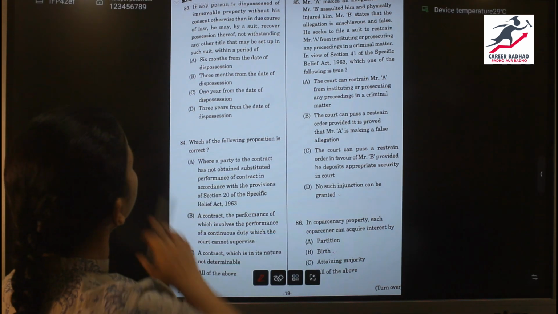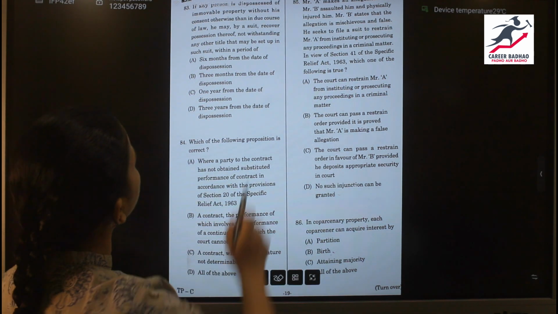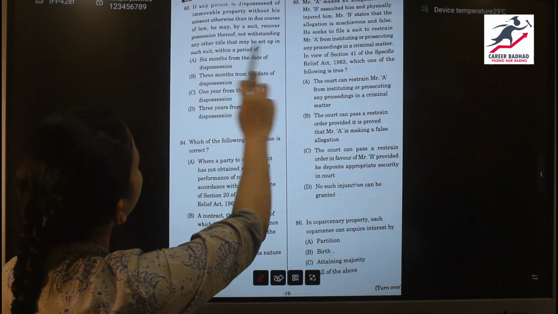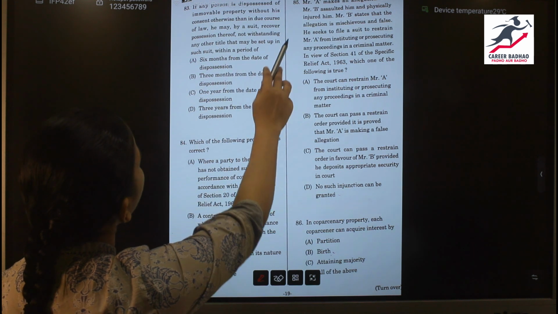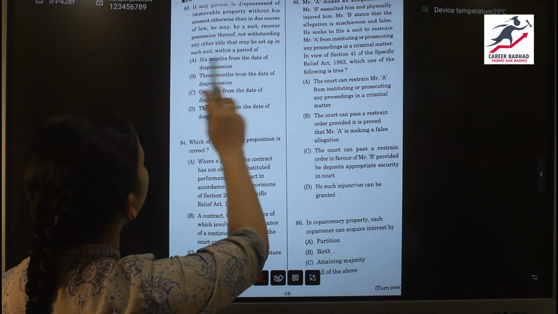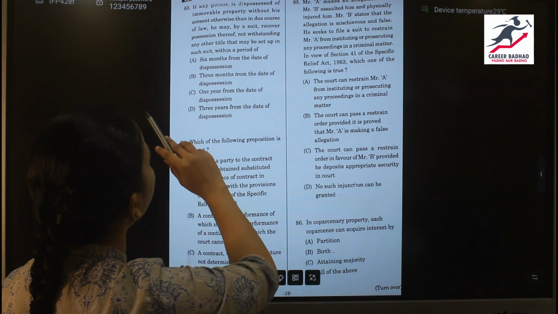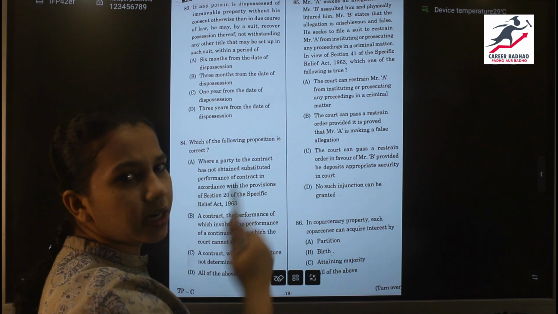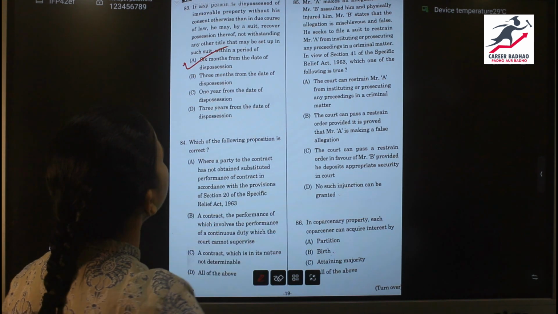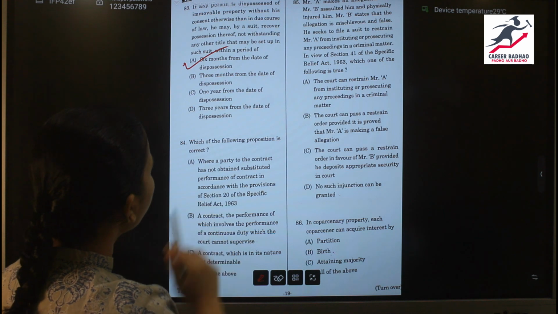Question number 83. If any person is dispossessed of immovable property without his consent, otherwise than in due course of law, he may, by a suit, recover possession thereof, notwithstanding any other title that may be set up in such suit, within a period of... This is also a direct question from section 6 of SRA. So the correct answer would be 6 months from the date of dispossession. Let's move to question number 84.